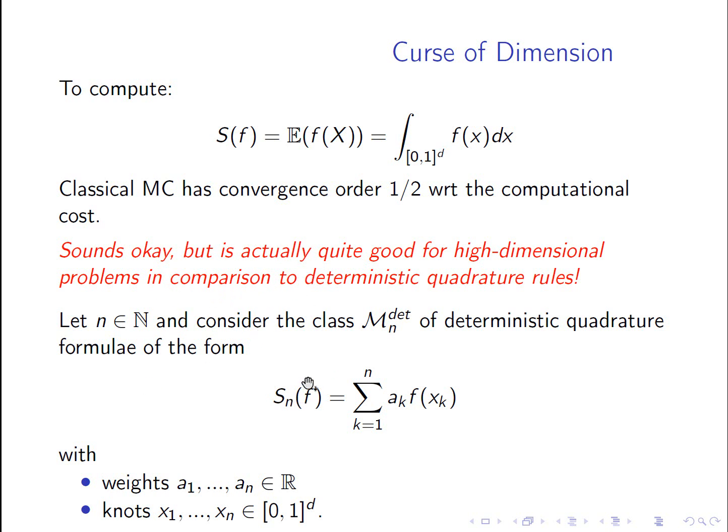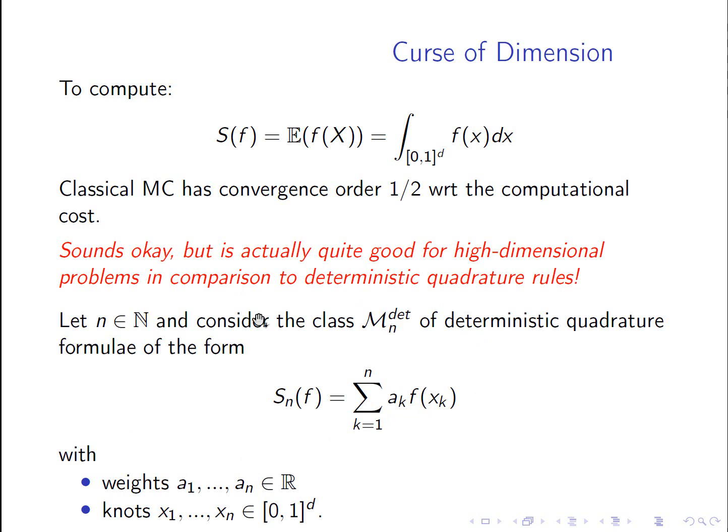So to formalize this, let's consider this class curly M and N. So N is fixed, and N is the number of knots at which we evaluate our function. So the quadrature formulae look like this. We evaluate f at the knot x_k, we multiply with a_k, and then we sum. That's the standard quadrature formula, which you have also seen in the one-dimensional case in your introduction to numerics lecture.